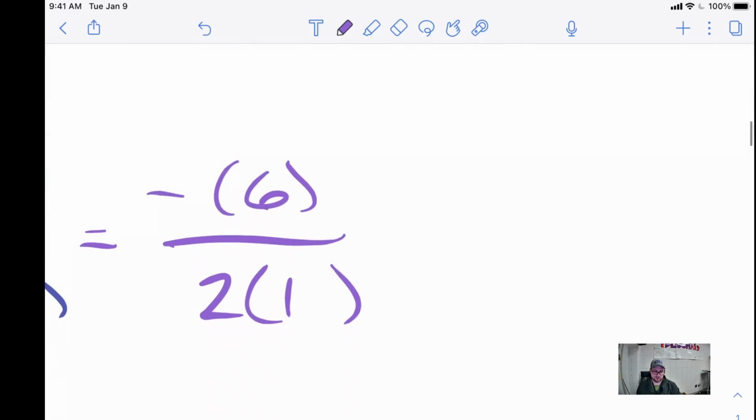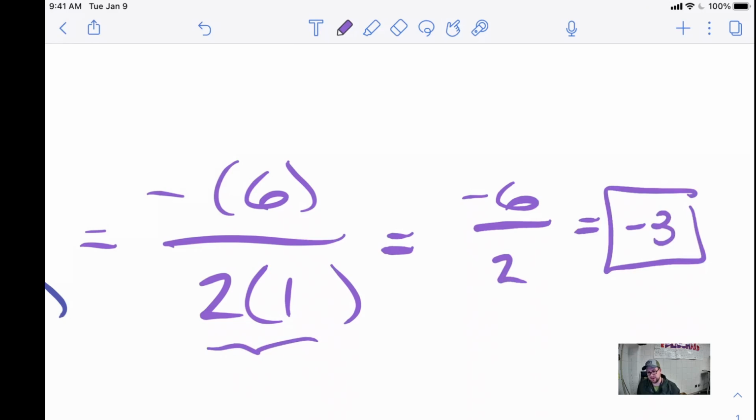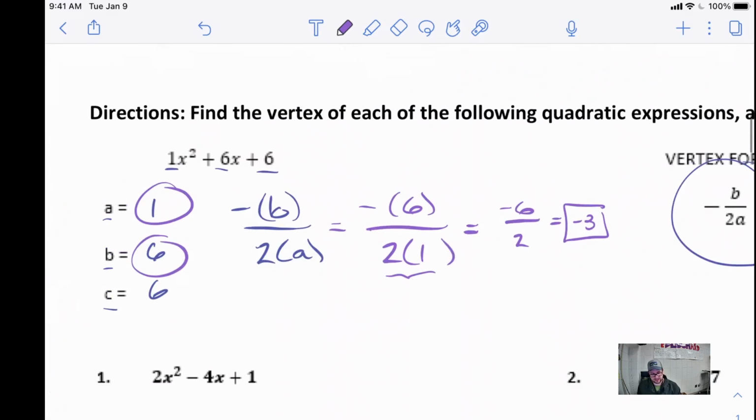Now, going through and simplifying this, remember, you can use your calculator here. That will be helpful. We'll get a negative 6 up top. 2 times 1 is going to give us 2. And then negative 6 divided by 2 is going to give us a negative 3. Now, that negative 3 is really important, guys, because that is going to be the x-coordinate of our vertex.